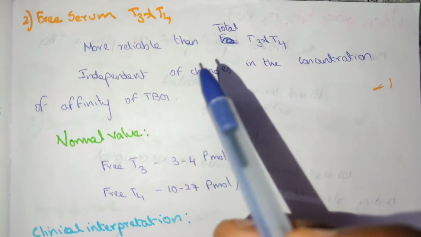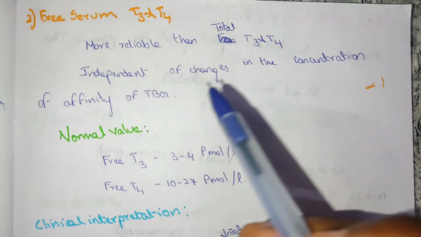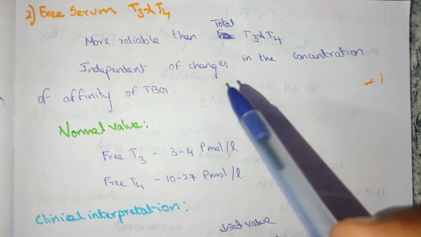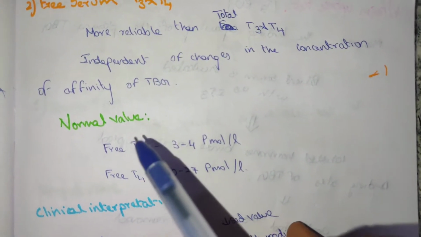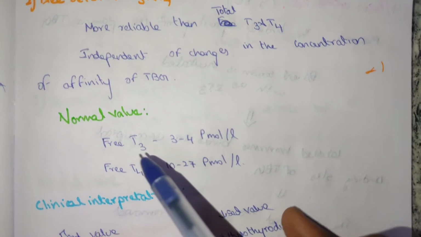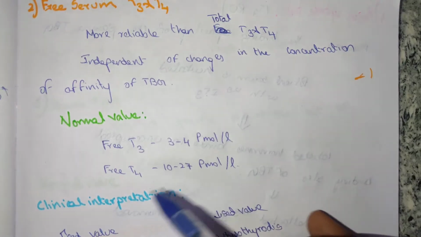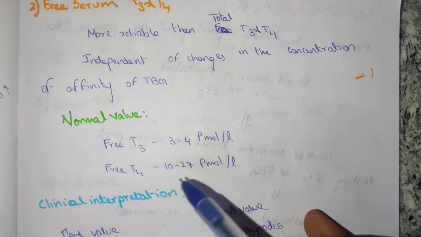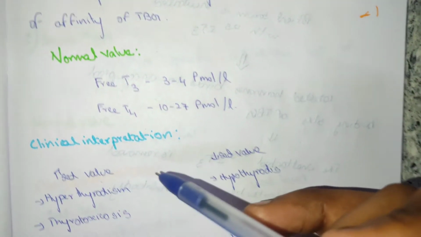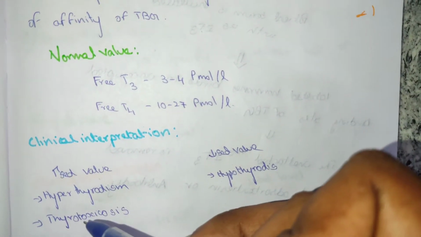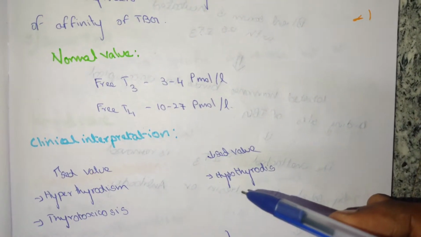Free serum T3 and T4 are more reliable than total T3 and T4, independent of changes in concentration or affinity of TBG. The normal value of free T3 is 3 to 4 and free T4 is 10 to 27. The clinical interpretation: increased value is seen in hyperthyroidism and thyrotoxicosis, and decreased value is seen in hypothyroidism.